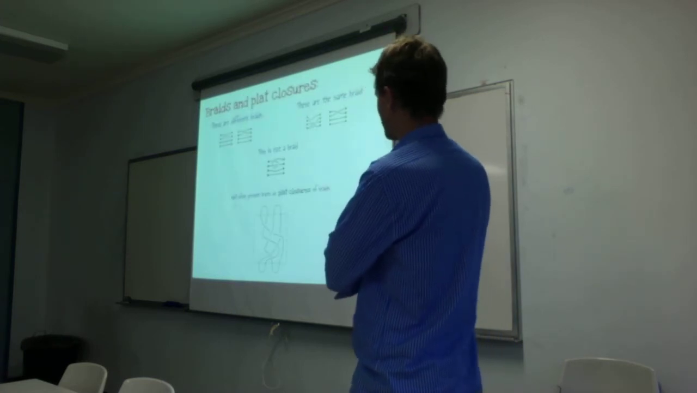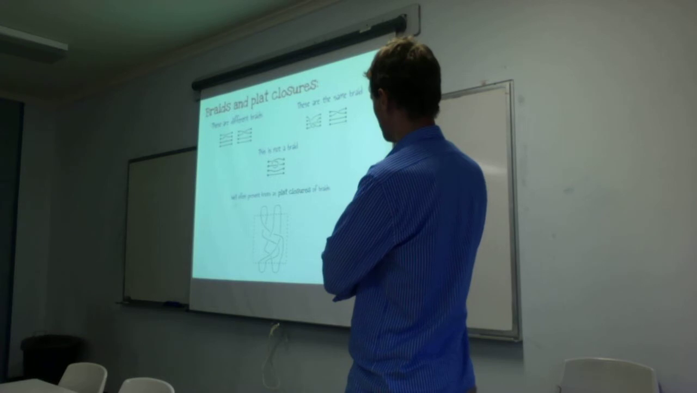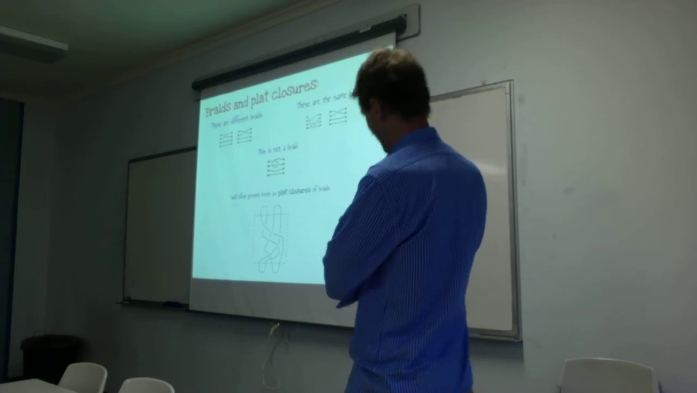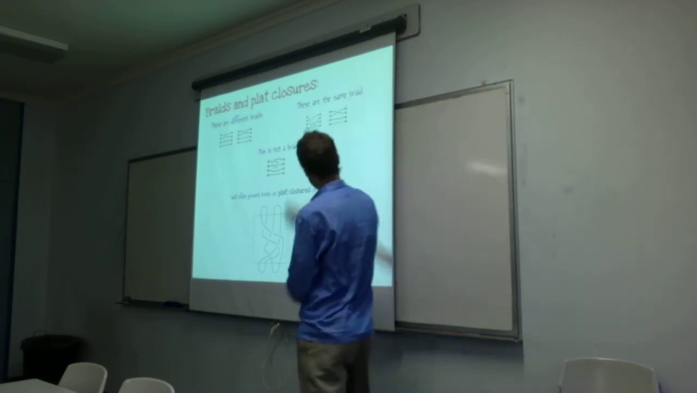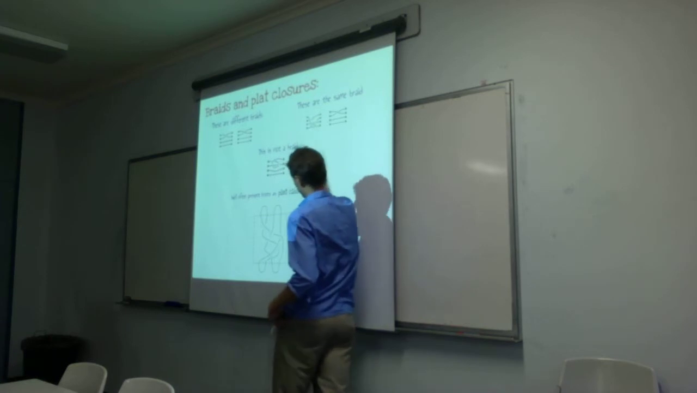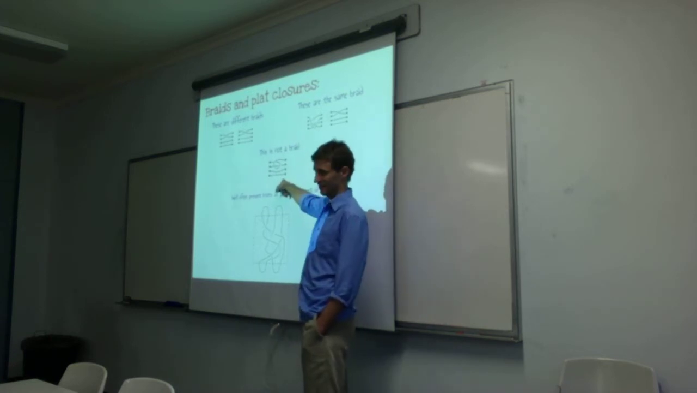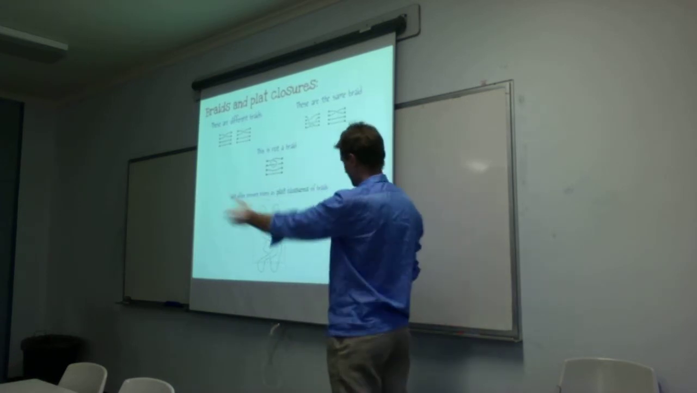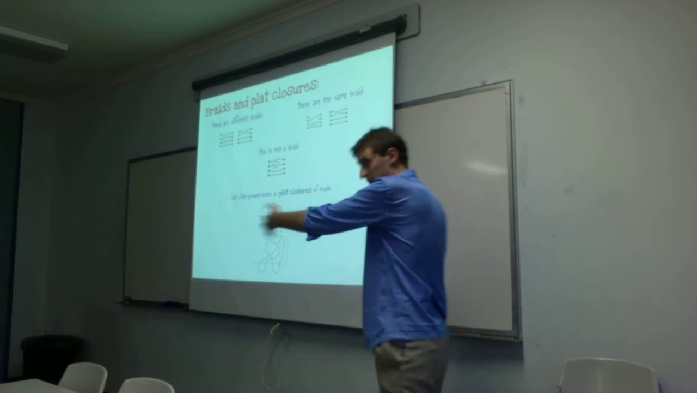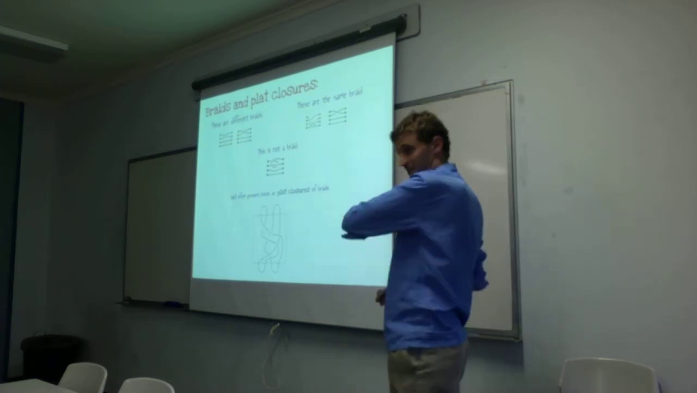Some of you may know what braids are and already know the definition, but these pictures suffice for anyone who doesn't. These sorts of pictures at the top are all braids. This thing here is not a braid. It's a bunch of strings going from left to right or top to bottom, but they always just continue going from left to right. They can cross over each other, but they can't ever turn back.